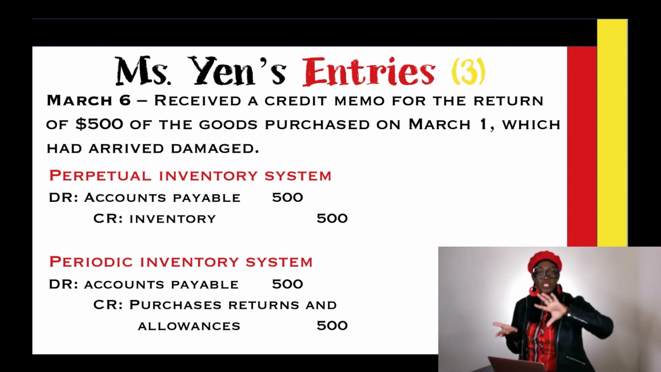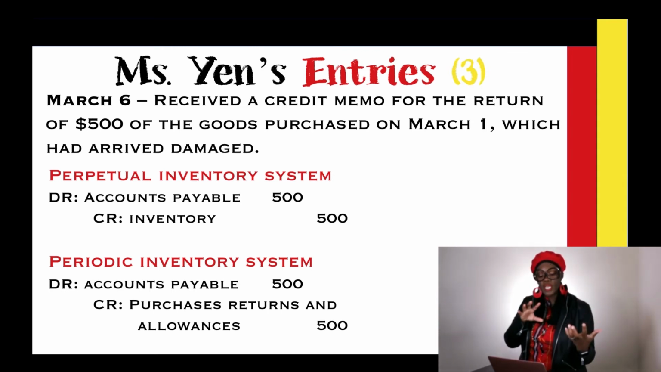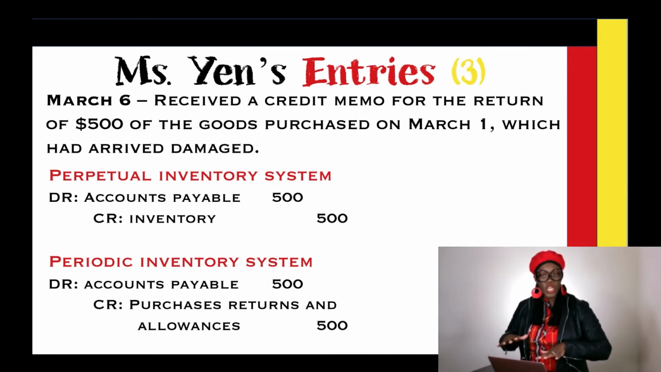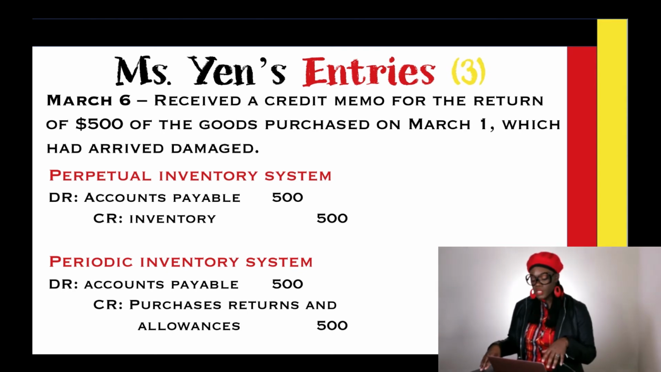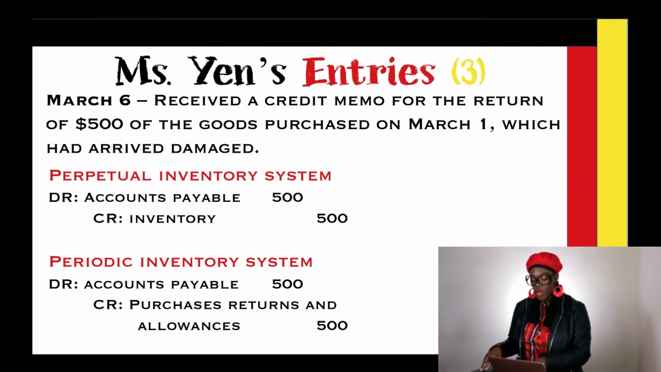So literally, all she does is reverse that original purchase entry. She's going to debit accounts payable this time, reversing it, and credit inventory to bring our inventory back down to a new amount, $1,500 now. In the periodic system, she's debiting accounts payable, reversing that, but once again we don't touch inventory. So they're going to credit an account called purchase returns and allowances. They're going to reconcile all of these accounts and eventually put it into their inventory account at the end of the period.